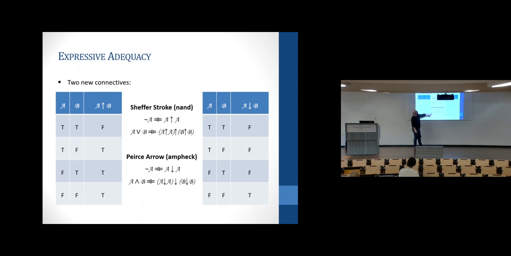On the other side, we have Peirce's arrow, or it's sometimes called AMP-HEC, but nobody calls it that. Right? Everybody calls it Peirce's arrow. It's the arrow pointing down, and it's interesting in that the only time it is true is when both input values are false. Every other time, it outputs falsity. So it's interesting, right? If this is NAND, if this is not AND, what is this? What is this the converse of?